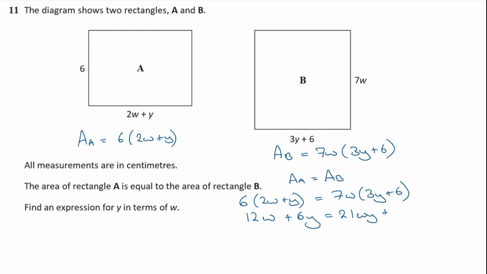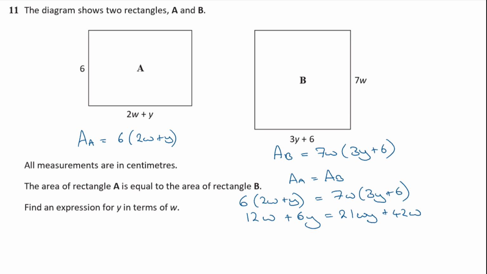21wy plus, what's that, 7 times 6 is 42, 42w. Okay, right, so I've got terms in w, I've got terms in y, I've got terms in wy. Okay, now I want an expression for y in terms of w, so I need to have y equals. Okay, so everything that isn't to do with y I want on the right, and I'm just going to collect everything that is to do with y on the left.